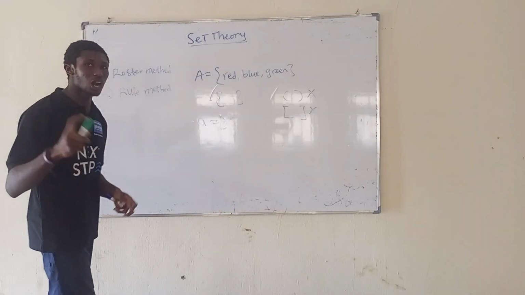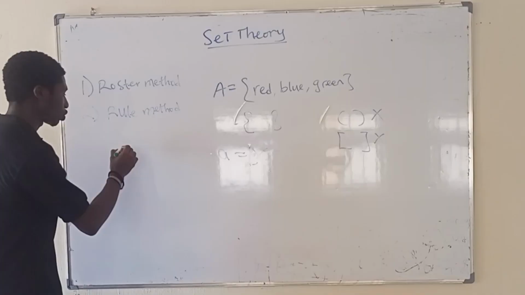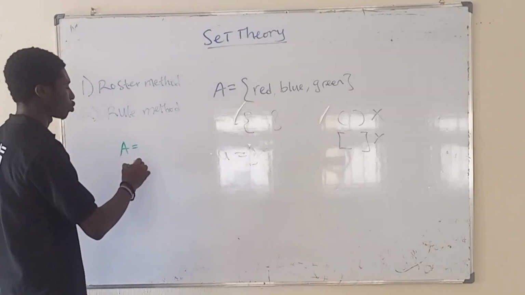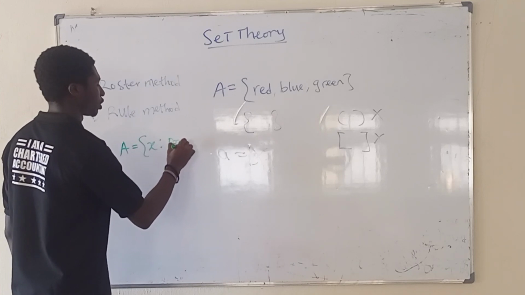So the general form of writing a set builder's notation is: A is equal to {x : property}.